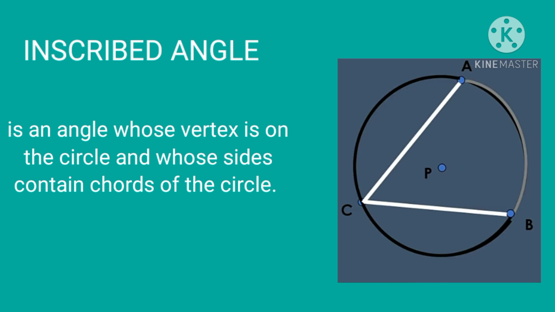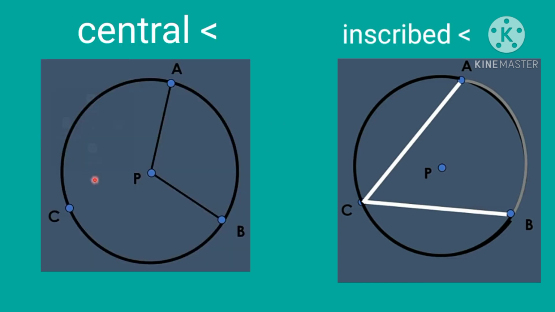an inscribed angle. So the difference of a central angle and an inscribed angle is its vertex. For a central angle, the vertex is at the center of the circle, while for the inscribed angle, the vertex is on the circle.